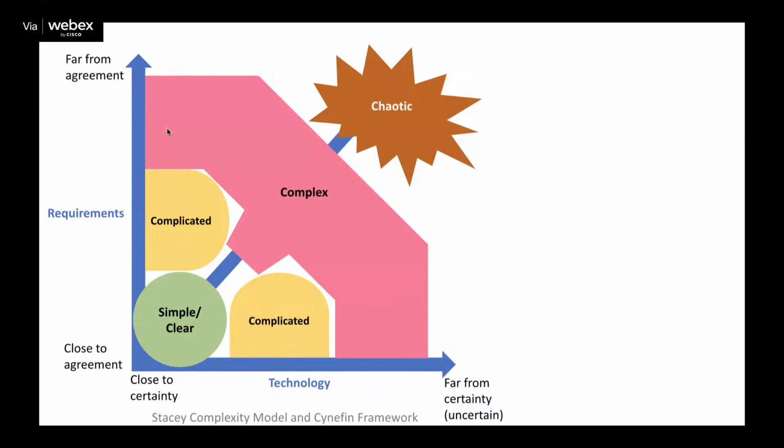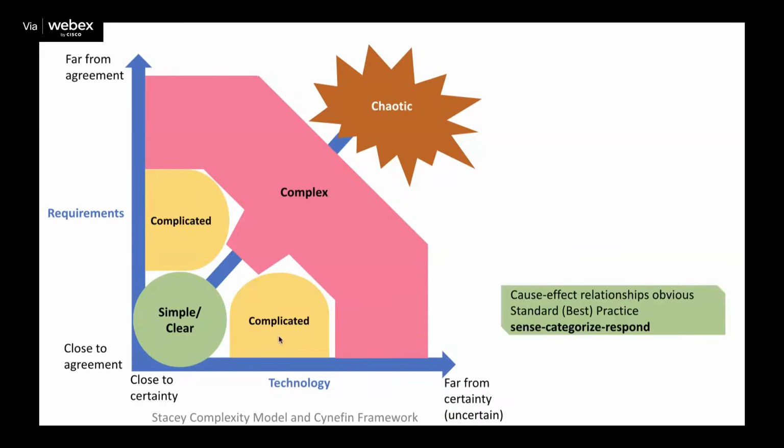So this is the Stacy complexity matrix in a nutshell, and I know it's very fast, but I'm going to bring over some elements of something called the Cynefin model. Cynefin is a Welsh word for habitat. This model was created by Dave Snowden, and for simple or clear problems, the cause and effect relationship is obvious. We can use a standard practice, and the way we actually handle this is by sensing.